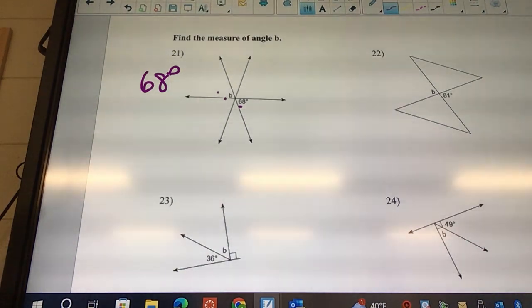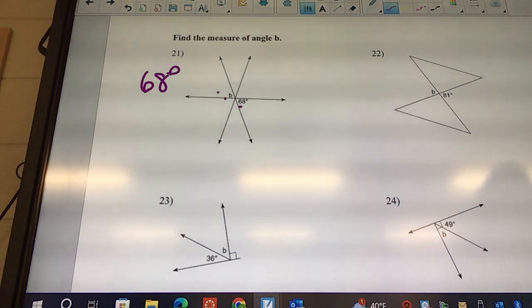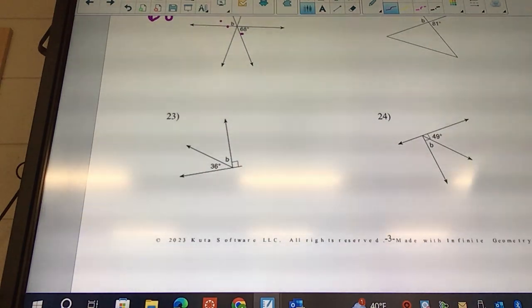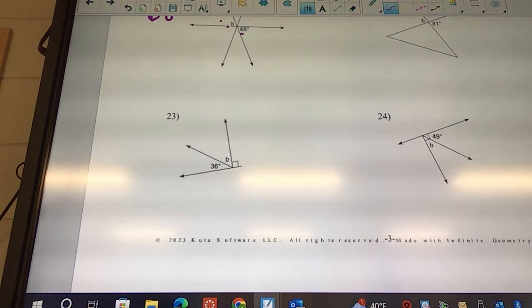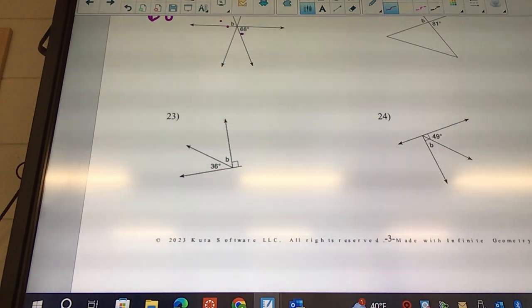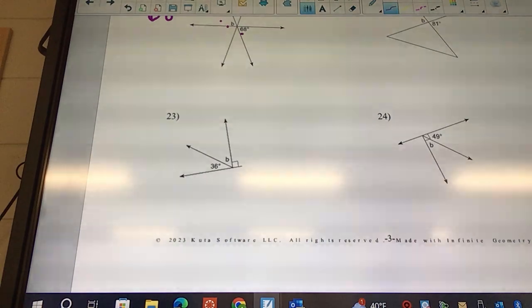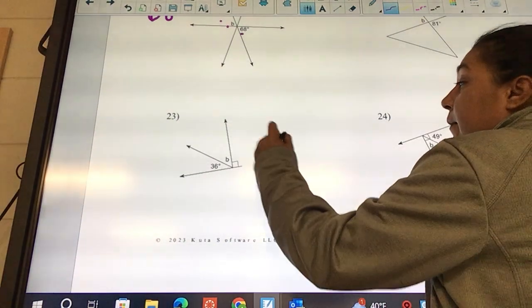Okay, 23. Are we doing 90, 180s, or equals? Look at the picture. It's 90, so we're going to say 90 minus 36. 54? Yeah.